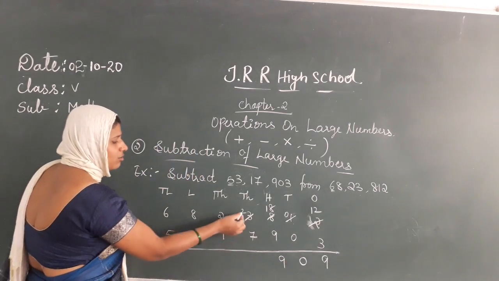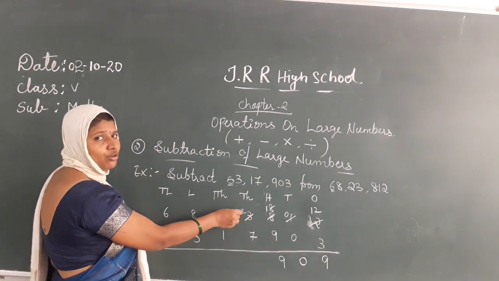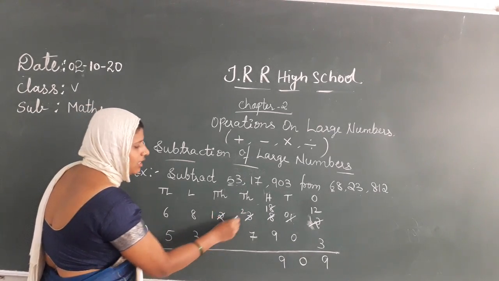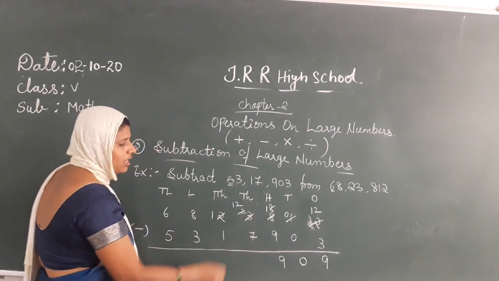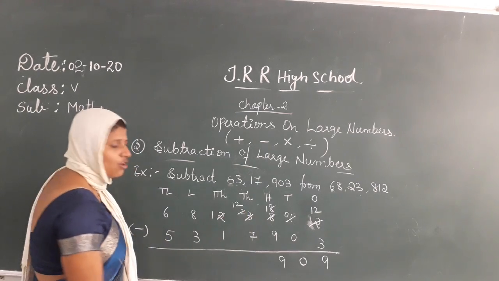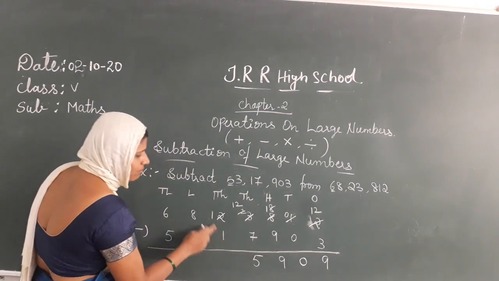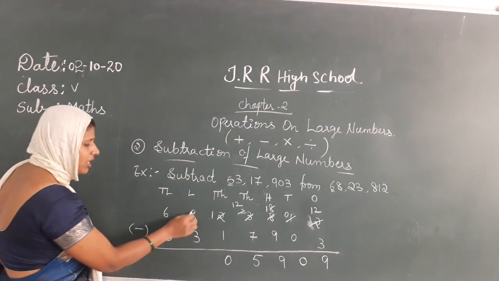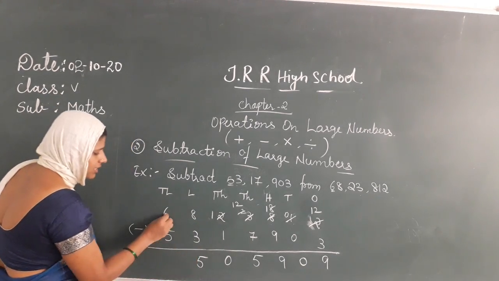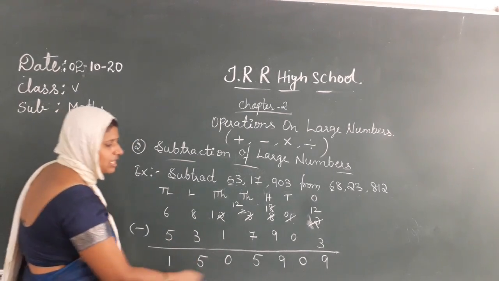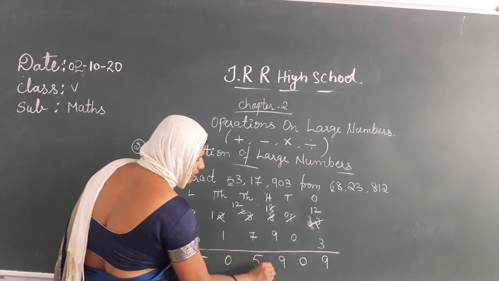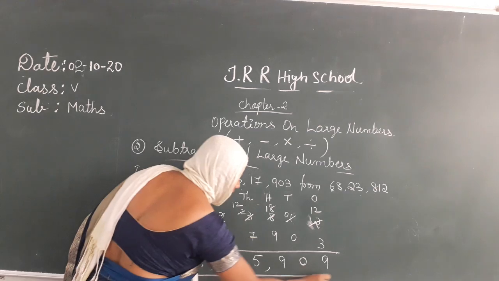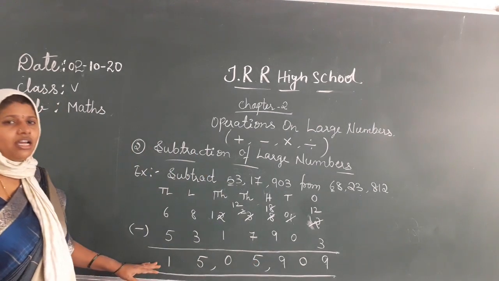Now again, can you subtract 7 from 2? So what do you have to do? You have to take a borrow from here. Now it becomes 1, it becomes 12. Now 12 minus 7, how much? 5. Now 1 minus 1, 0. 8 minus 3 you can subtract, so 8 minus 3, 5. 6 minus 5, 1. Now you start separating: ones, tens, hundreds, thousands, 10,000, lakhs, 10 lakhs. So this is your answer.